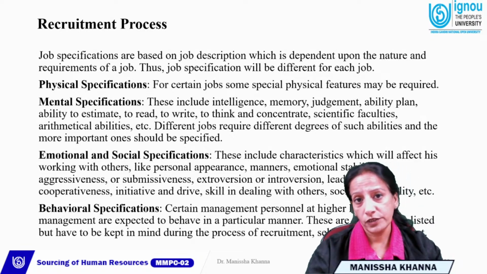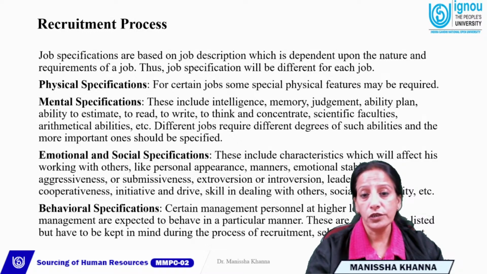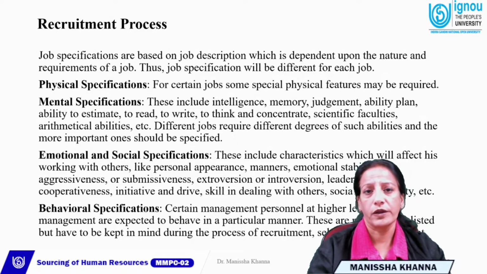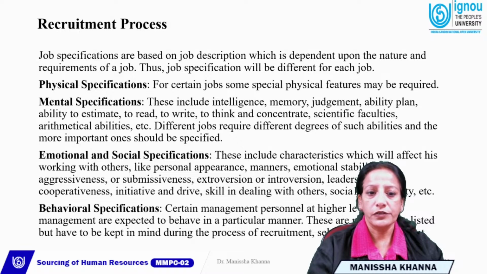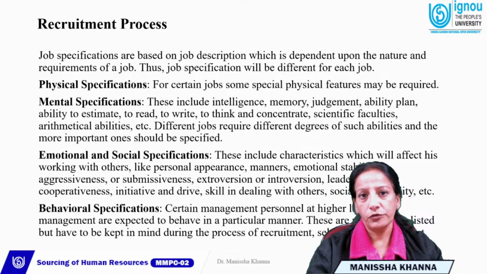Mental specifications in some jobs are included, like judgment skills, memory, intelligence, emotional intelligence, ability to read and write. In some specifications, arithmetic abilities are more required. Somewhere verbal abilities are much more required. For example, for a trainer, the mental specification can be that verbal abilities have to be very strong.